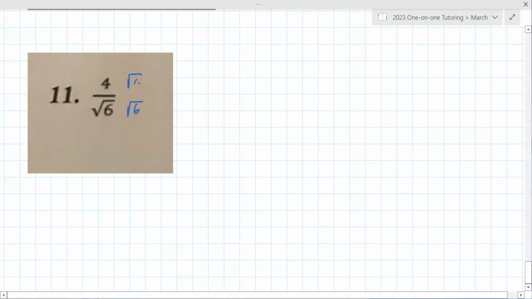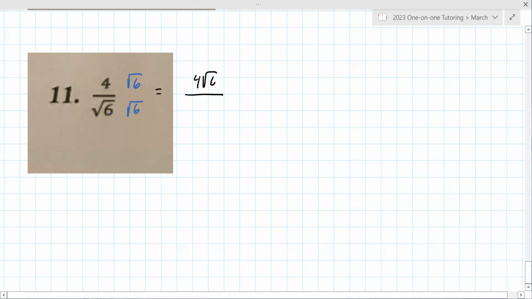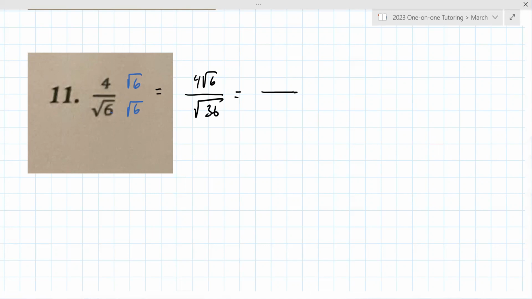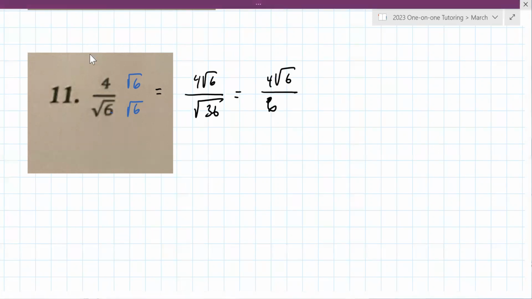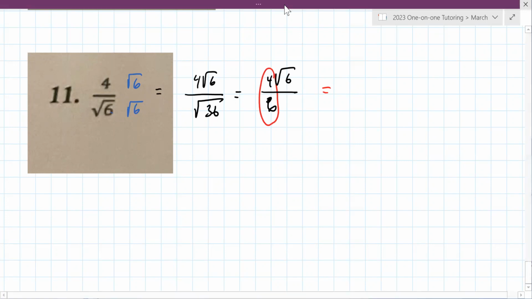So we're going to multiply the top and bottom by the square root of 6. Oh, okay. And the reason that works is not because of what happens in the top, it's because of what happens on the bottom. The square root of 6 times the square root of 6 is the square root of 36, and that's a known value. The square root of 36 is 6. And you should look to see if you can reduce here the numbers in front. It'd be 2/3. 2/3, yeah.